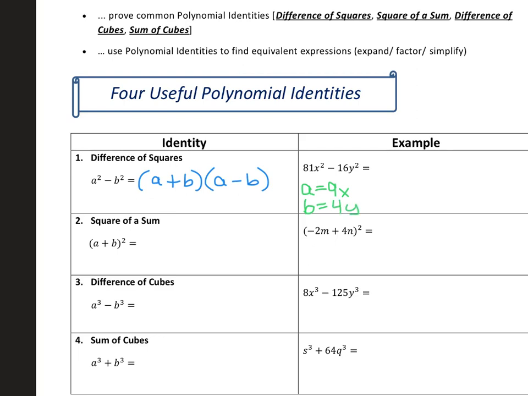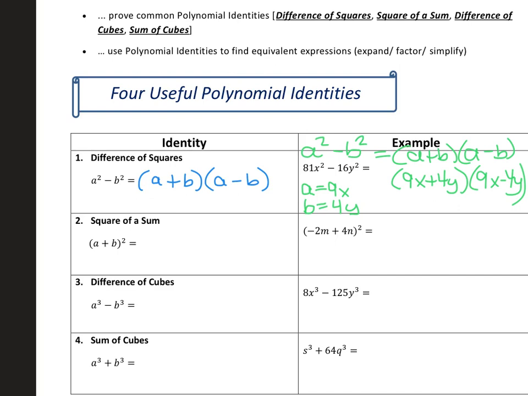And remember, we can factor the difference of squares by saying a plus b times a minus b. So I can rewrite this polynomial as 9x plus 4y times 9x minus 4y.